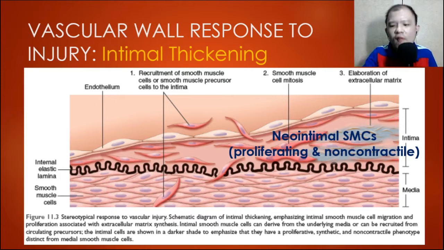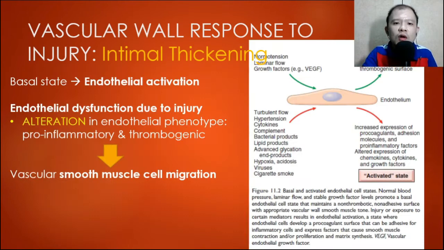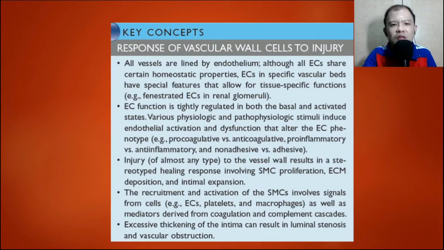So we learned so far that you have the response to abnormalities in the blood flow. You have endothelial activation, leading to an endothelium that is pro-inflammatory, thrombogenic, and conducive to smooth muscle cell migration. So that is the summary.